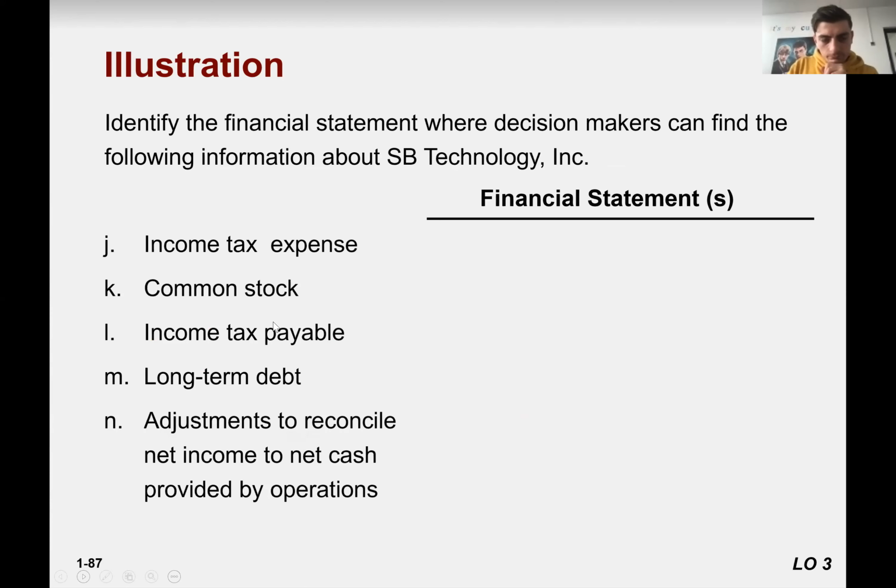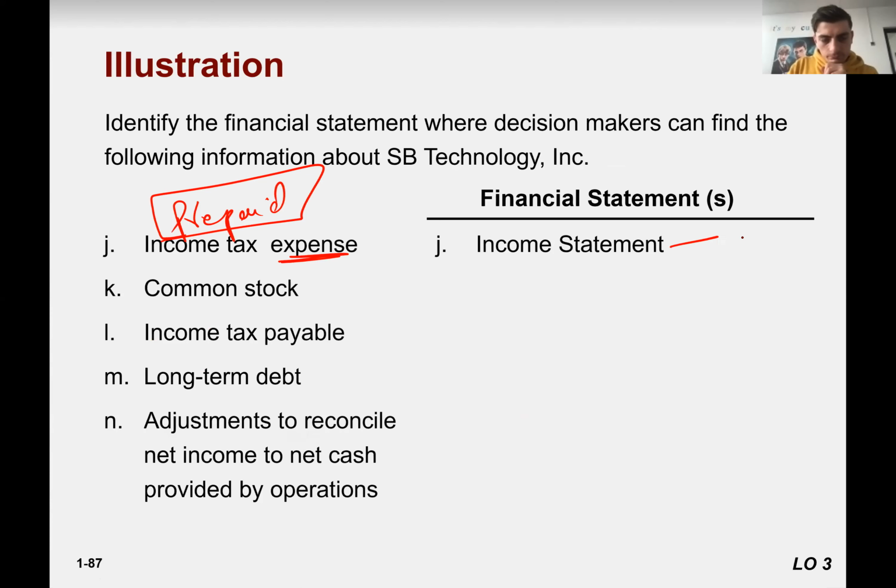Now income tax expense. Income statement or balance sheet? Balance sheet, I think. Income tax expense. The balance sheet only reports prepaid expenses. So no prepaid was here, right? Expense means income statement. The formula for the income statement is revenue minus expense, so it will go to the expense side. Common stock.